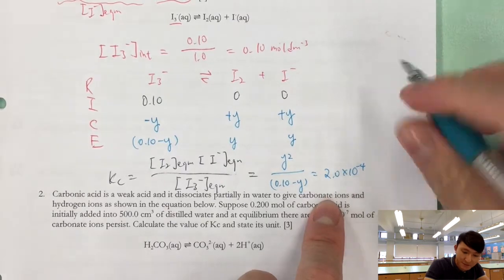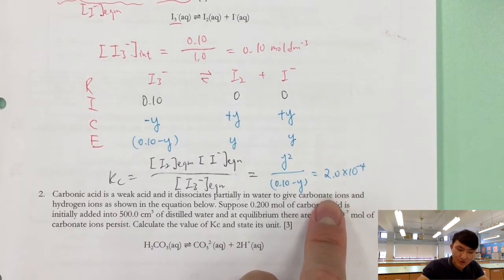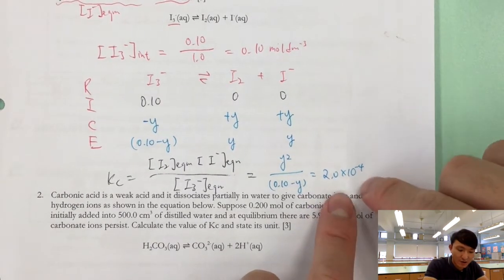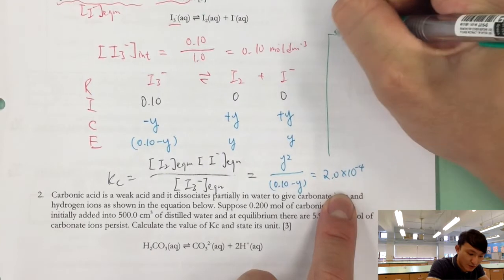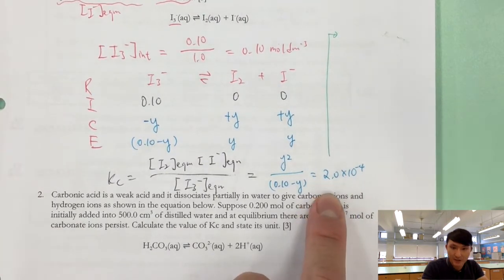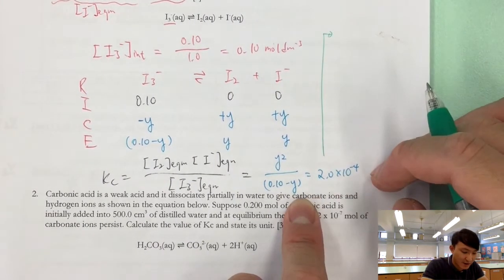Now at this point you can use two different methods to work on from here. You can use the quadratic method. So let me show you. You can expand the bracket here first of all.